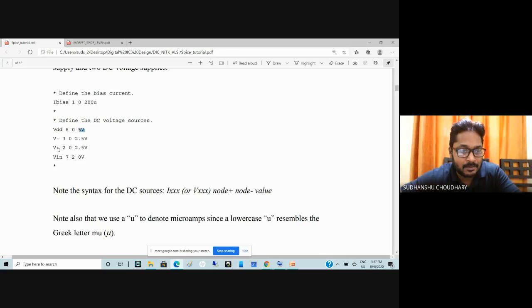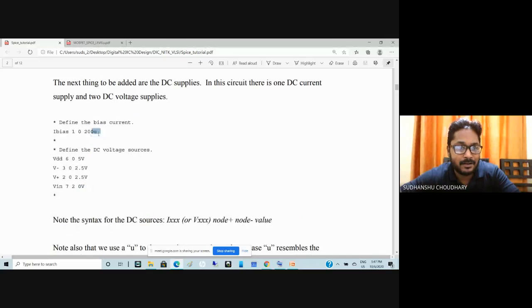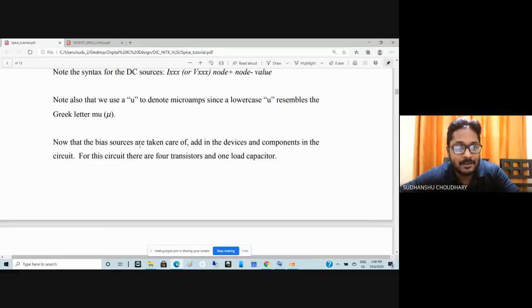Similarly, the positive and negative supplies, that is V minus, V plus and V in, are also there. Depending upon between which nodes they are connected, you have to write it here, and then assign the value, 5 volts or 2.5 volts or 0 volts, right? Then you will find U here corresponds to micro. So if I say I bias is a current source and I write only U, you make the simulator understand that it is microampere. If I write N, that means nanoampere. If I write small m, that means milliampere. If I write capital M, that means mega, right? All these values are considered by the simulator.